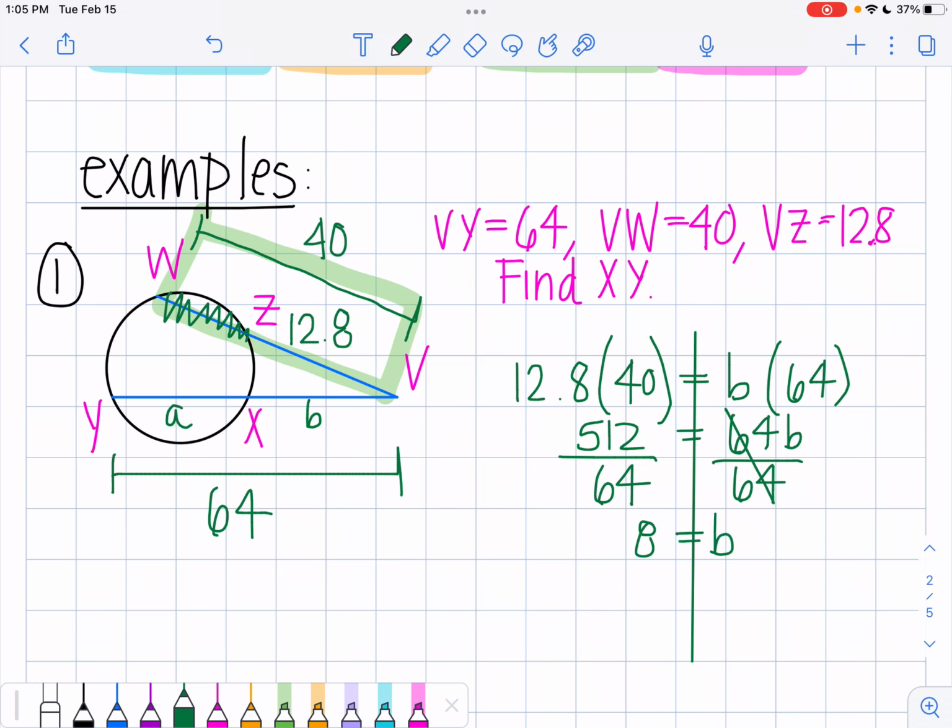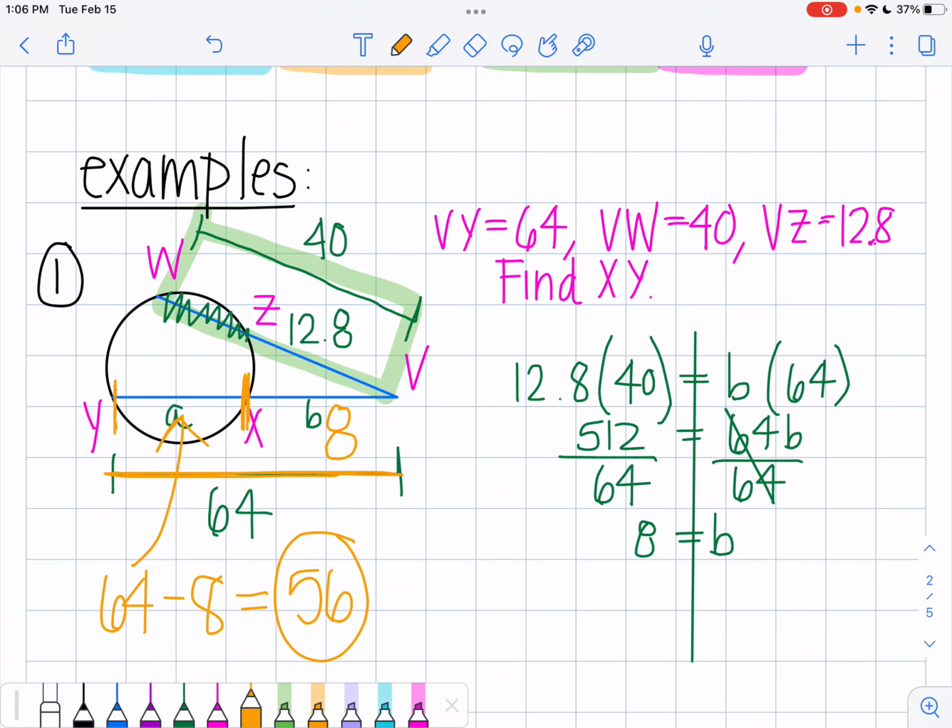Okay, if this value is equal to 8 here, they want me to find from here to here. So I know if this whole thing is equal to 64, then this value here is 64 minus 8, which is equal to 56. So XY is equal to 56. Okay, next one.